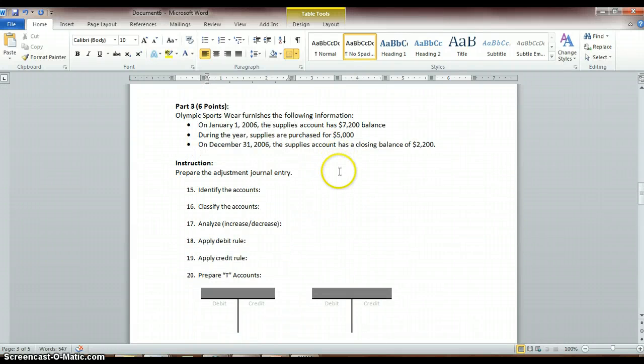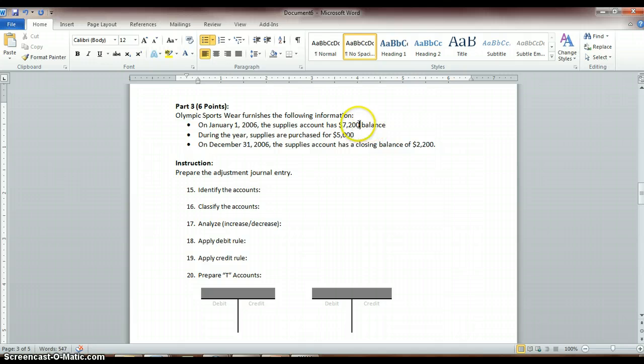In part three, we're looking at our supplies account. So we're going through the exact same steps, only up here you'll notice that we had a beginning balance of $7,200, and then we purchased $5,000 worth of supplies over the year, but then our ending balance ended up being $2,200. So the value of our supplies, we either used up our pens and pencils and papers or whatever, and we ended up with only $2,200 left. So now we have to account for that adjustment.